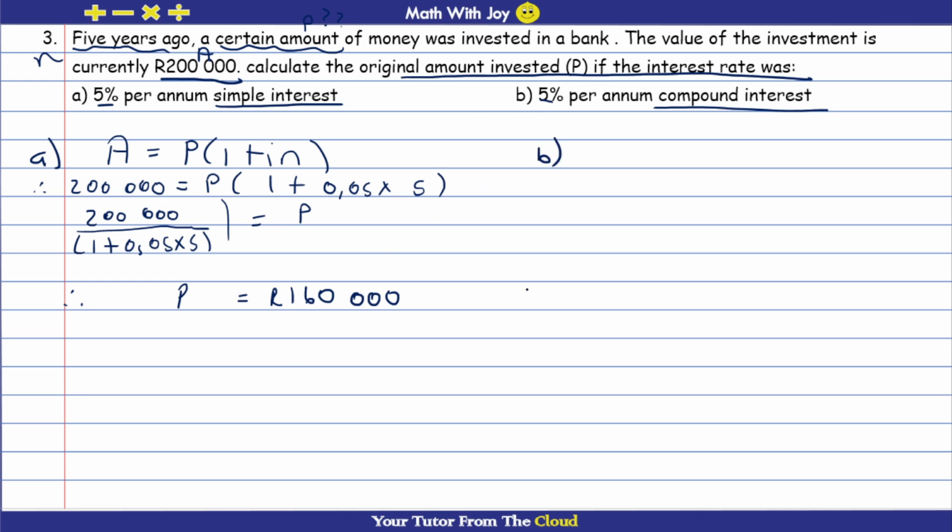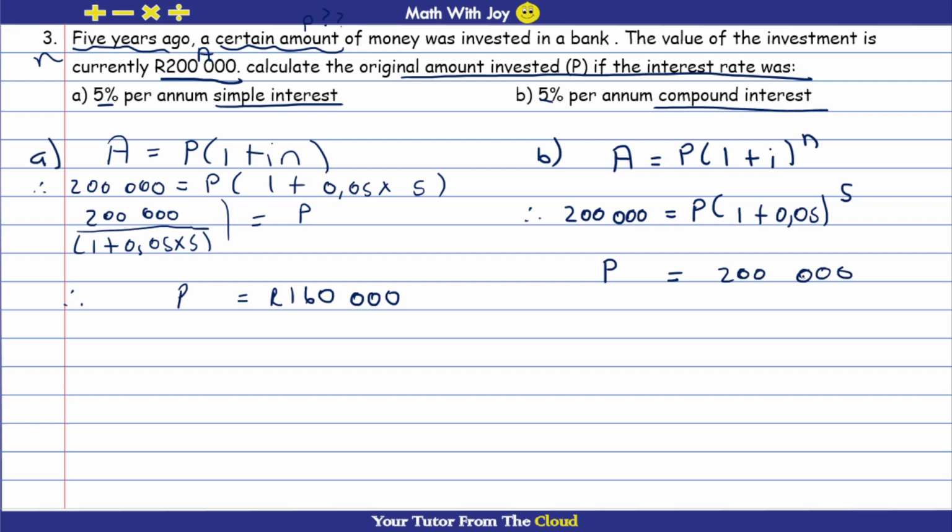Now for B, we're going to use the compound interest because we were told this is compound interest. A equals P times 1 plus I to the power of n. Our A is going to be the 200,000 that our investment is now worth. P times 1 plus, then the I is going to be 0.05. We know this from the side. We've already worked everything out. To the power of 5, then we say P is equal to 200,000 divided by 1 plus 0.05 to the power of 5.